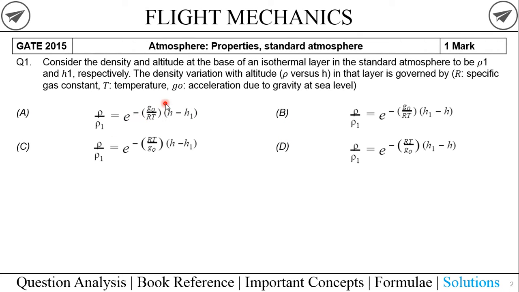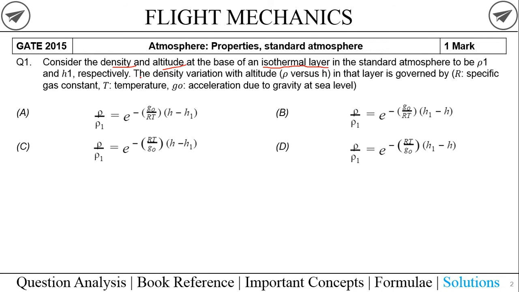So here, now getting to read the question, they have asked: consider the density and altitude at the base of an isothermal layer in the standard atmosphere to be rho1 and h1 respectively. So the thing they have provided over here is the density and altitude. They have been talking about density and altitude in the isothermal layer. So isothermal layer, from the name itself, it means the temperature is constant in this layer, isothermal.